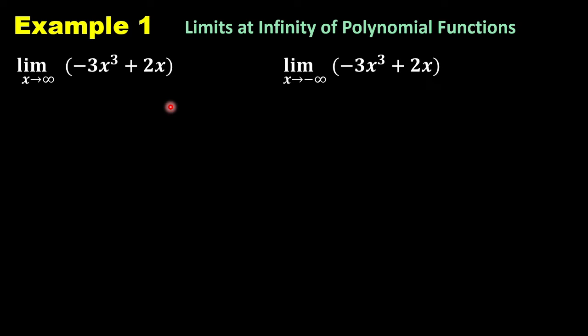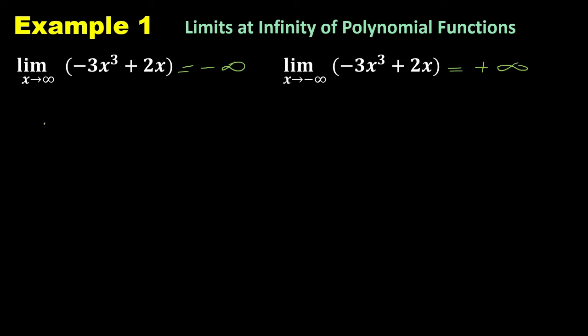For example 1, let us try to get the limits at infinity of polynomial functions. How do we identify the limits at infinity? Let us consider the term with the highest degree. In this case, negative 3x cubed would be the term with the highest degree. If we try to substitute infinity to x, we are dealing with a very large number times a negative, so this would be negative infinity. Here, we are approaching negative infinity. If we substitute negative infinity to x, that would be negative infinity times negative infinity times negative infinity. It would give you negative infinity. And then if you multiply it by negative 3, it would be positive infinity.